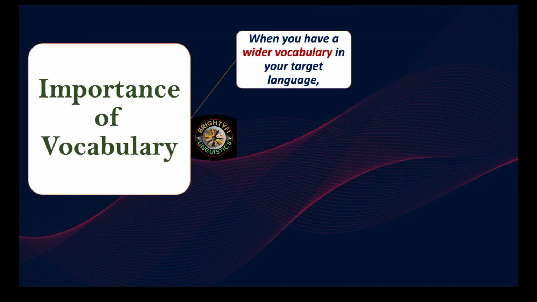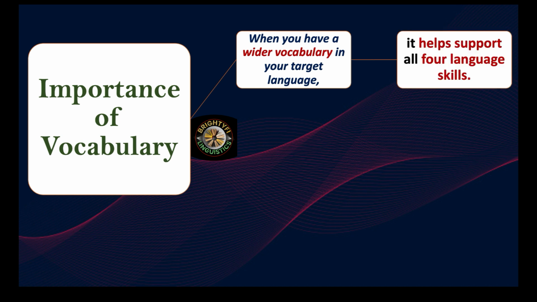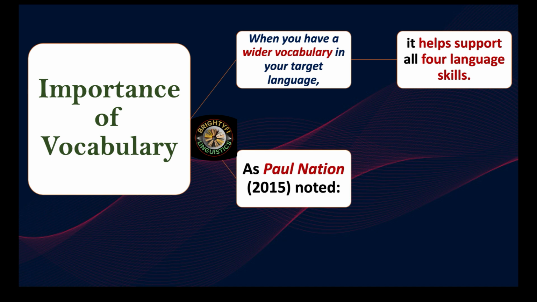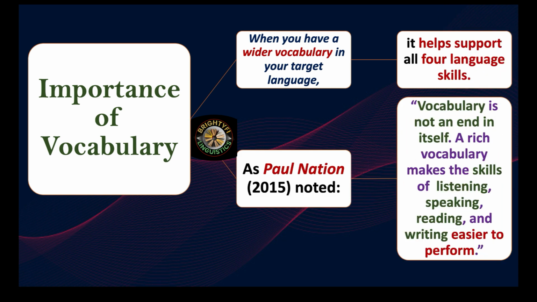We continue our discussion about the importance of vocabulary. When you have a wider vocabulary in your target language, it helps support all four language skills. So if you have a wide range of words and meanings in your mind, it is going to help you, of course, in all four language skills. As Paul Nation 2015 noted, what did he say? He says, vocabulary is not an end in itself. A rich vocabulary makes the skills of listening, speaking, reading and writing easier to perform. So the more words you know, the more meaningful impact it can have on the four skills.